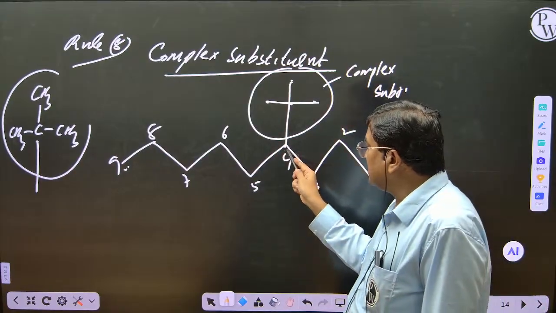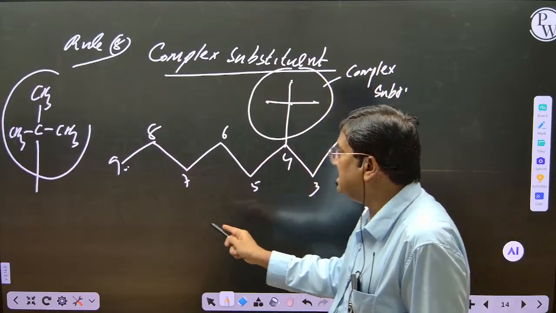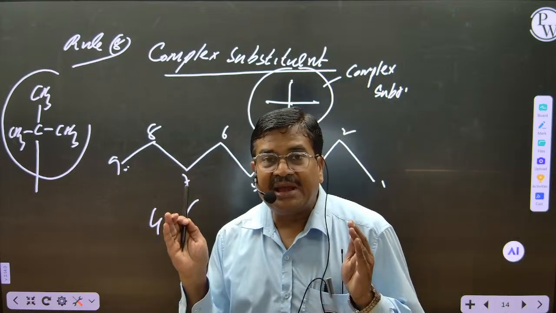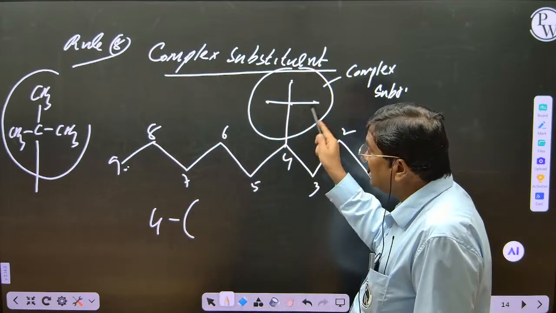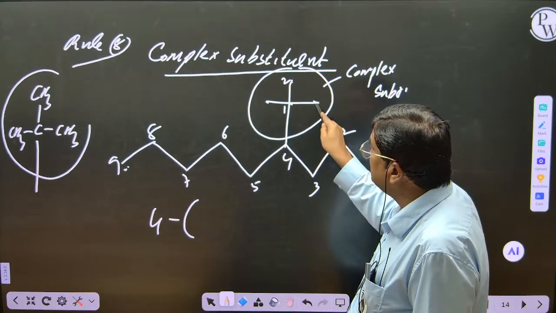Now see, where is that complex substituent attached to the parent chain? You have to mention it. It is attached at the 4th carbon. So 4, and this complex substituent should be mentioned in the bracket. Now you have to further give numbering. So here you start numbering 1, 2. Now see, these two are substituents.